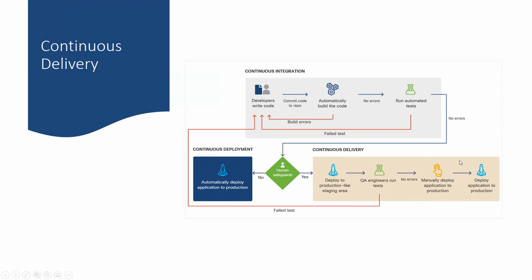So we have to note that CD does not mean you deploy constantly. That process is called continuous deployment. Continuous delivery ensures that you always have a version that you can deploy. You can also see here that if there are failed tests, the whole code goes back to the developers, so it goes back to CI once again.